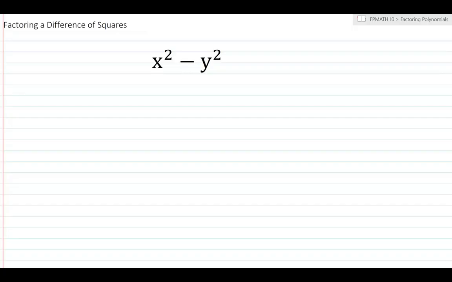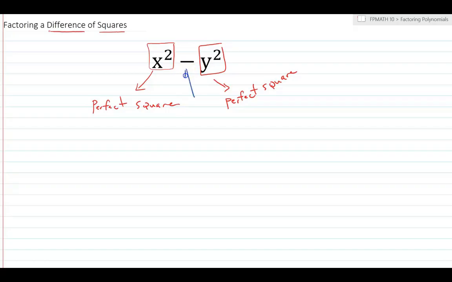All right, first, what is difference of squares? Well, I just put down x squared minus y squared to kind of explain to you what the difference of squares means. Each of these guys are perfect squares, right? X squared is a perfect square, and y squared is a perfect square. And this minus sign in between, that's the difference. That's why we call it the difference of two squares.